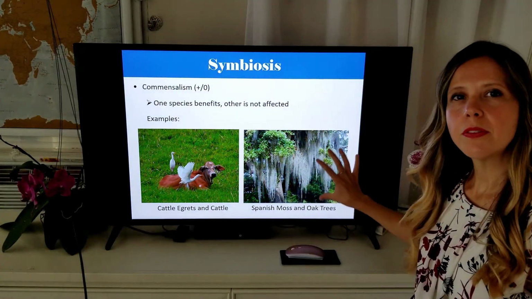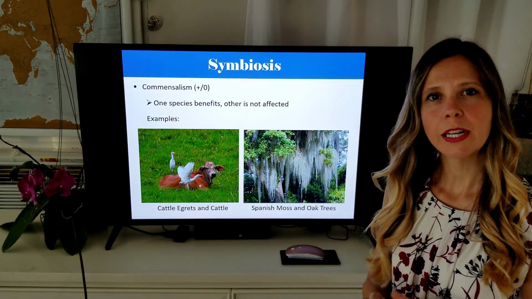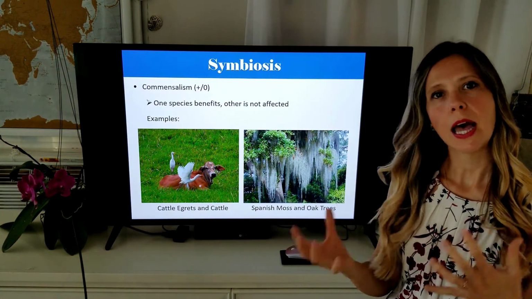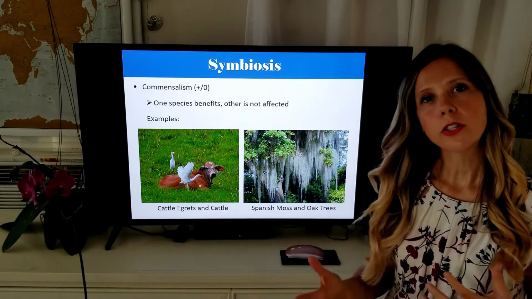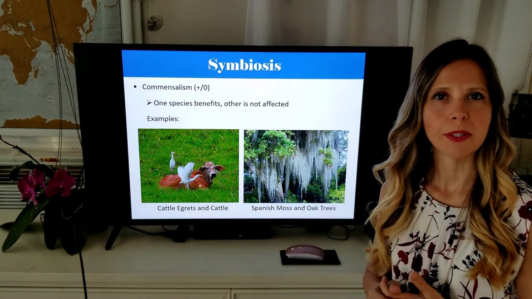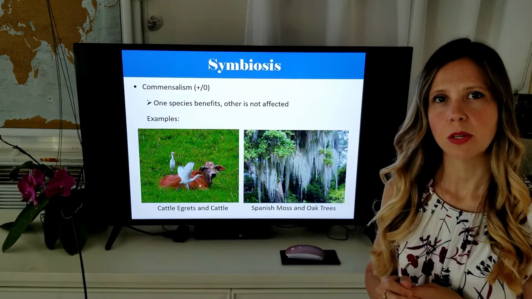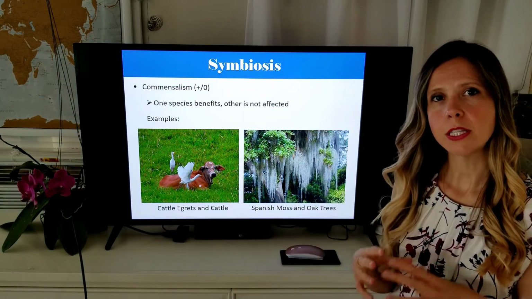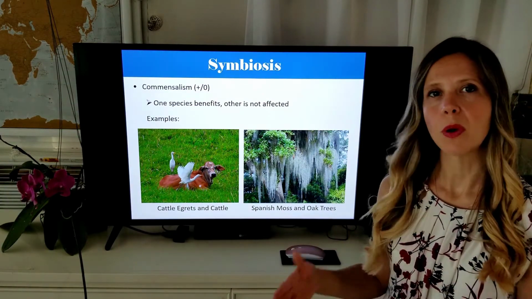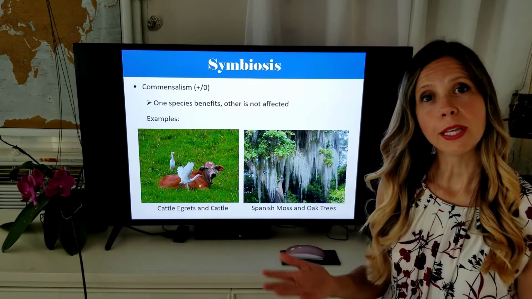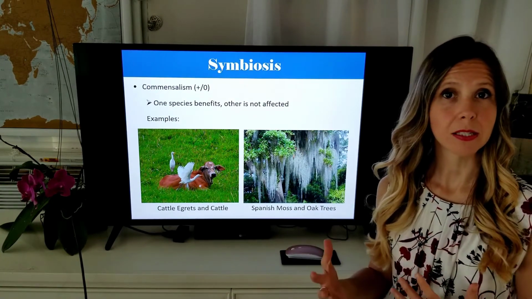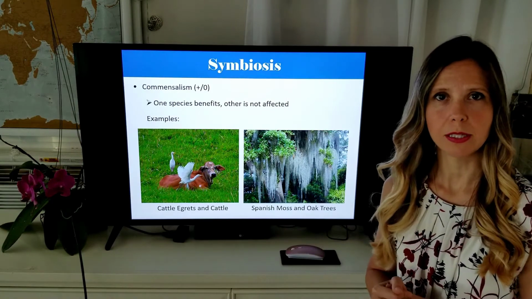This example over here you've probably seen around Florida. So we have the Spanish moss and the oak tree. The oak tree is not benefiting or being harmed in this relationship. It's the Spanish moss that is benefiting from this relationship. So being in the oak tree, the Spanish moss is off the ground, so it's away from predators. Also, being higher up means it has better access to sunlight, so it can photosynthesize.